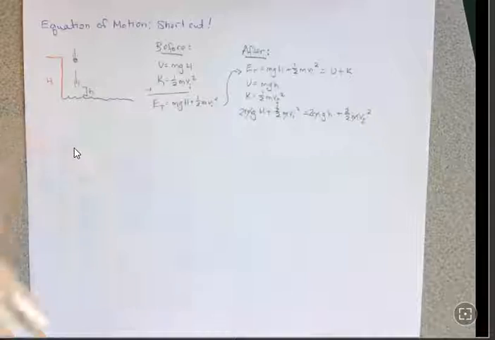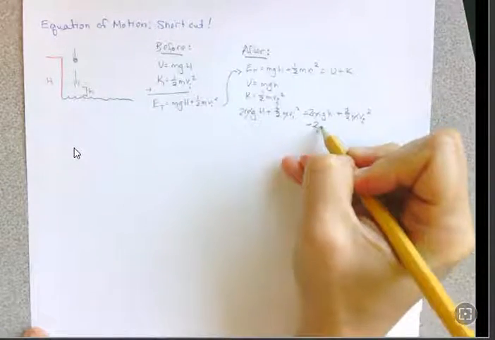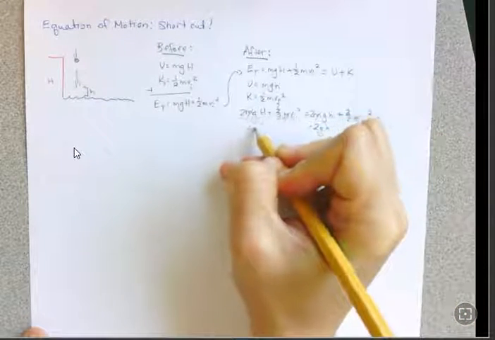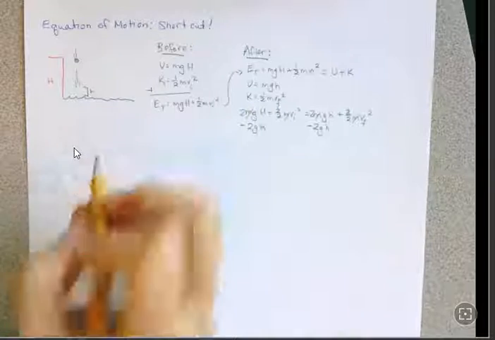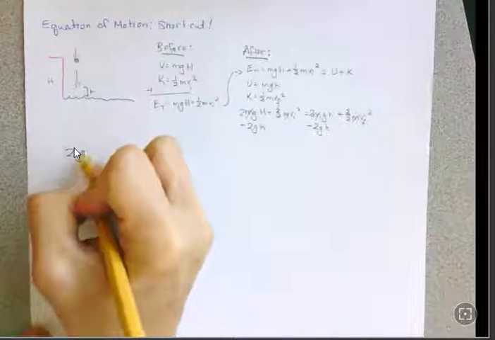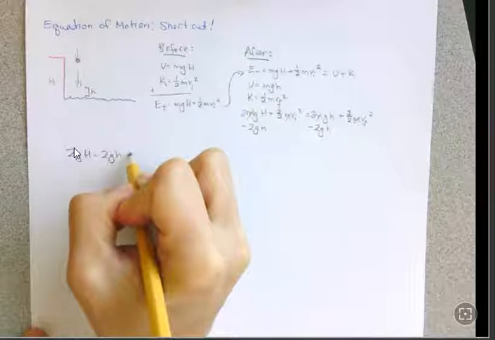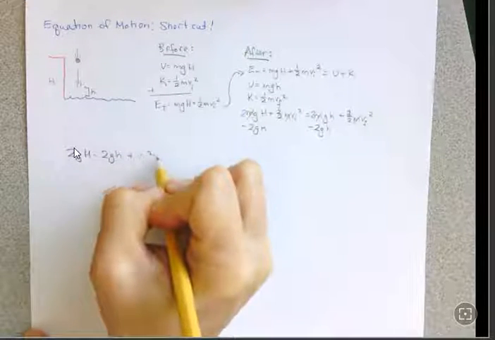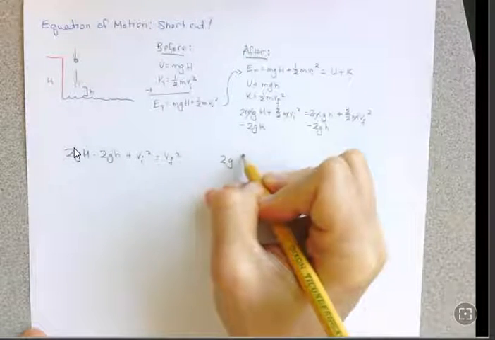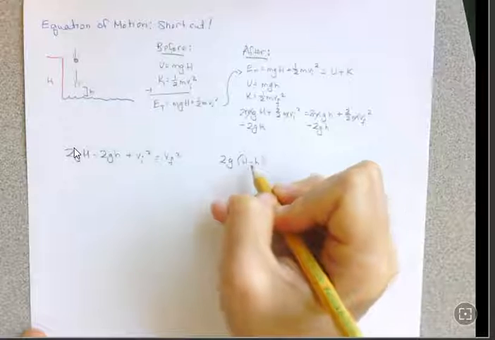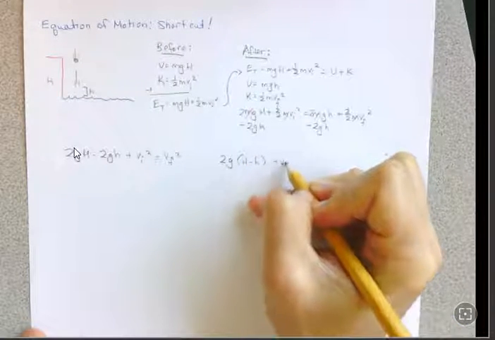After that, we need to get the Vf squared by itself. Resist the urge to move the Vf squared. Move 2gh to the other side. You'll have, when the dust settles, 2gh minus 2gh plus vi squared equals vf squared. Well, we could simplify that. 2g(H minus h). Wait a minute, minus. Minus. We've seen minus before.